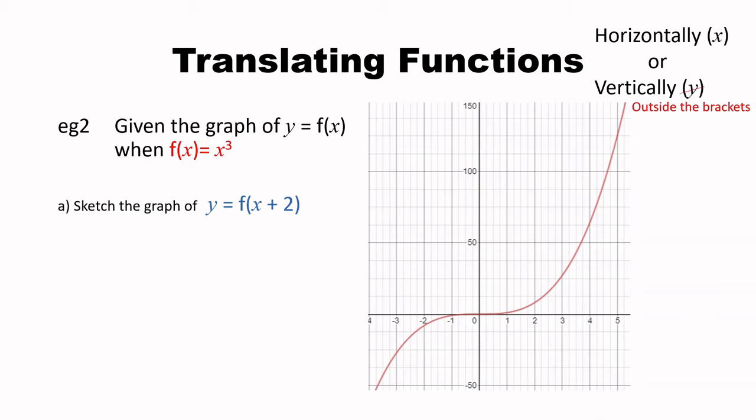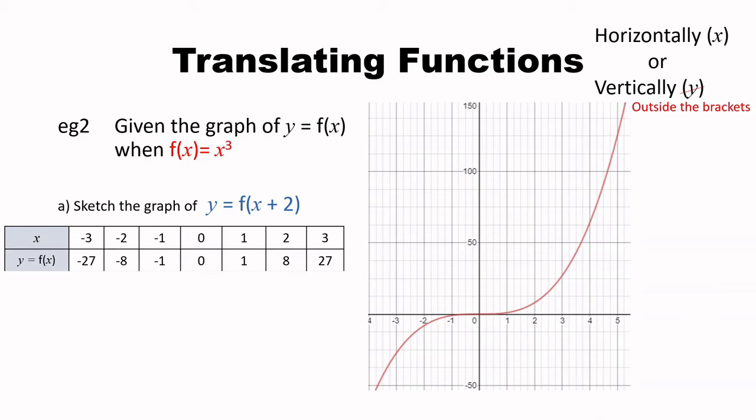Let's have a look at our table of values again. So for values of x between -3 and +3, f of x are those values cubed. So -3 cubed, -2 cubed, -1 cubed, 0 cubed, 1 cubed, 2 cubed, 3 cubed.